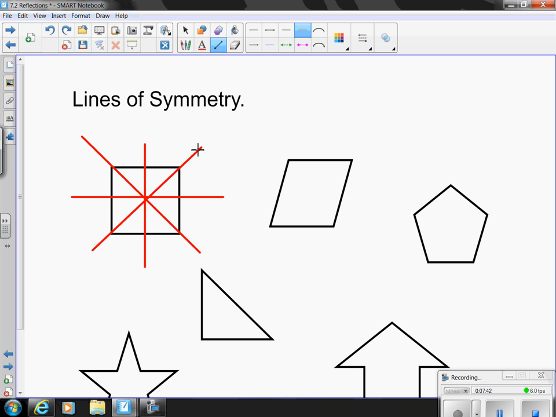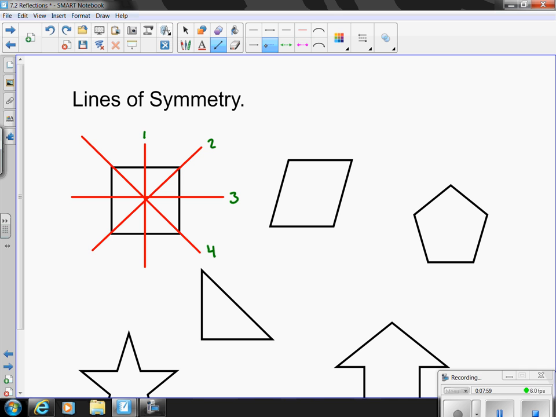So how many lines of symmetry does this square have? This would be my first one, second one, third one, fourth one, and notice we already counted this one up there. So a square would have 4 lines of symmetry.